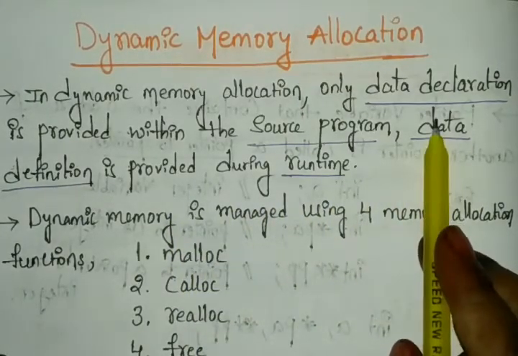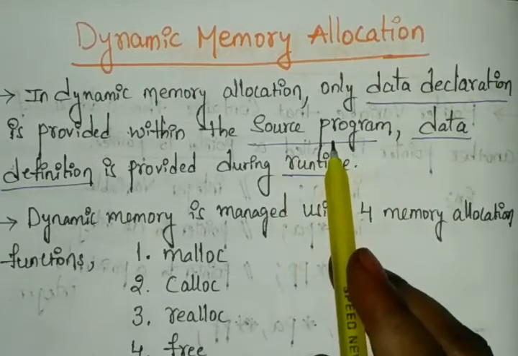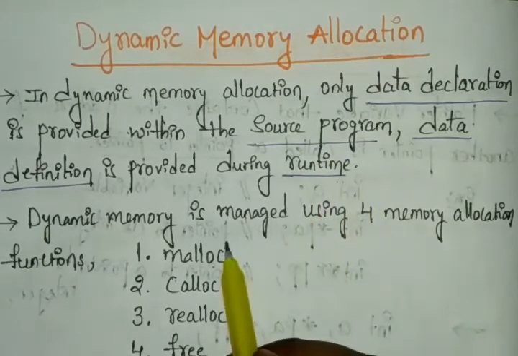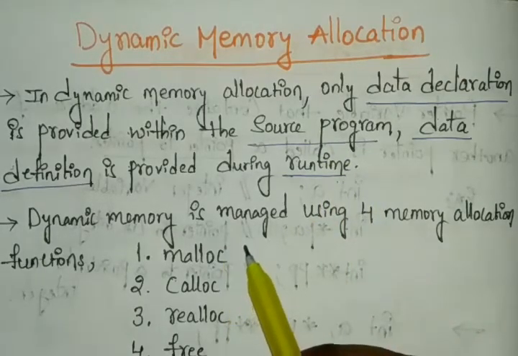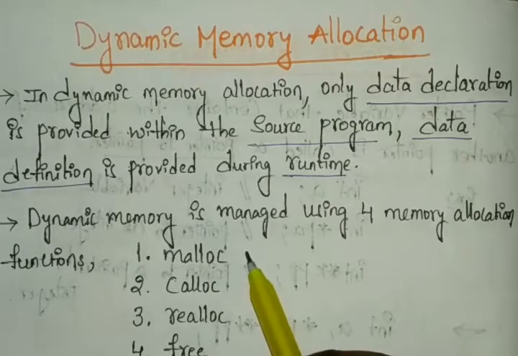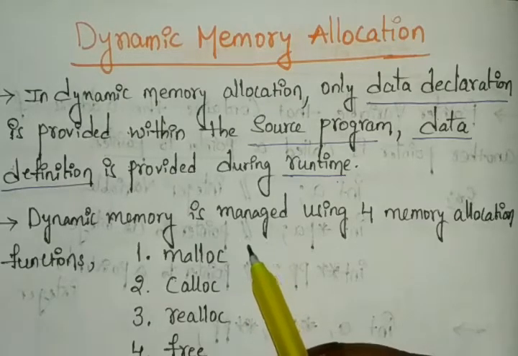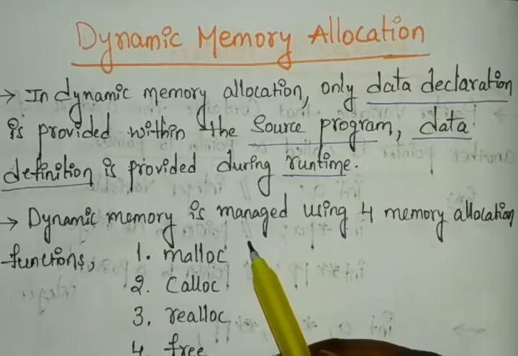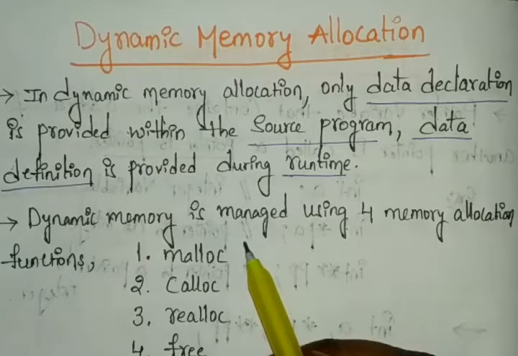Your data declaration can be done in the source program, meaning whatever the user is writing into the computer. And this dynamic memory can allocate and release the memory associated with the data. So it uses the data, and it also releases the memory. Whatever the user has given is released by the dynamic memory allocation also. And this is mostly done with a standard or derived data type.